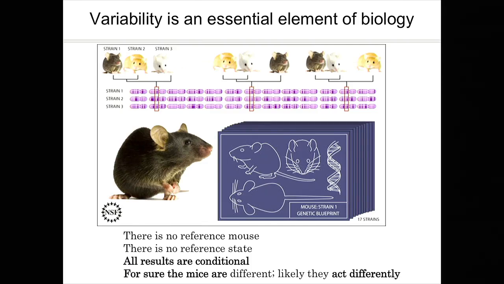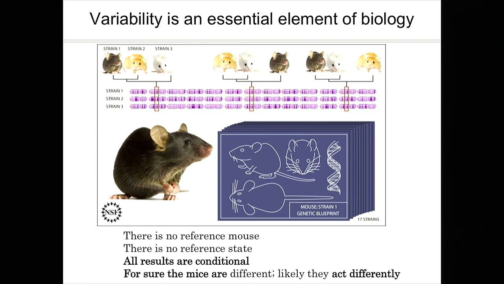So now, how is this in reality? In reality, we know, of course, if you go outside, it's very different. There are many mice, and they're all different. It's exactly like a human population. Each individual is different genotypically.